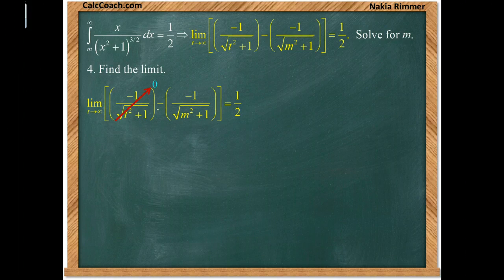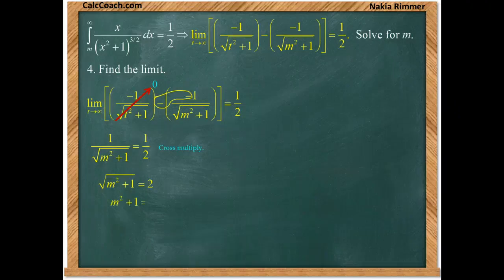Because this goes to 0, then you're just left with solving the equation of a positive 1 over the root of m squared plus 1 then should be equal to a half. If it's going to be the median, cross multiply, and 2 then should be equal to the root of m squared plus 1. Square both sides. M squared plus 1 should be 4. Subtract the 1. M squared should be 3. Take the square root. M should be the square root of 3.